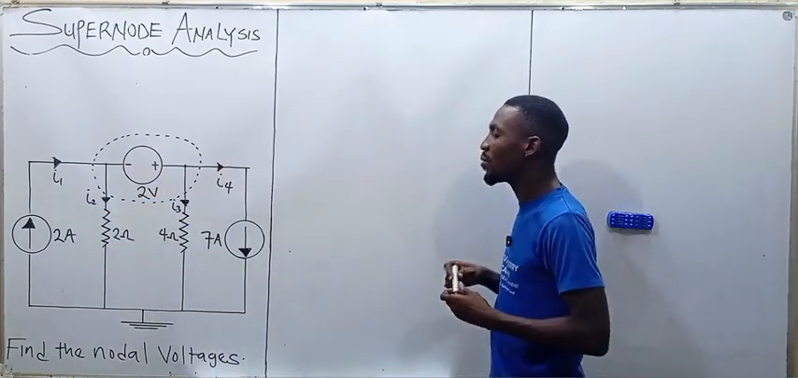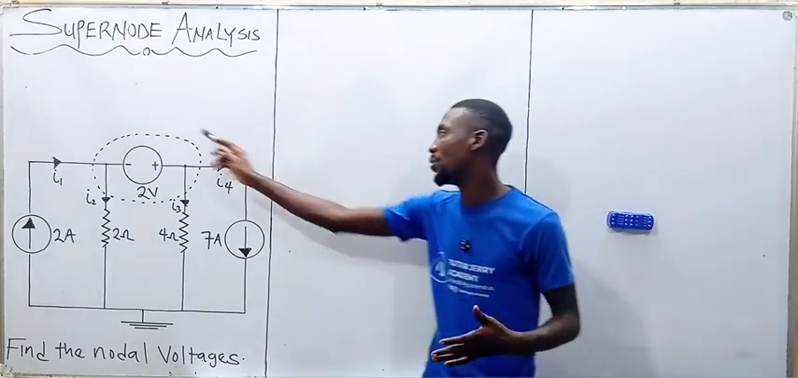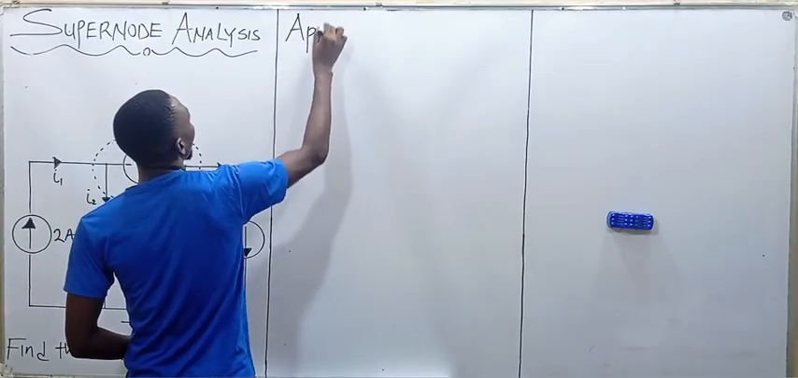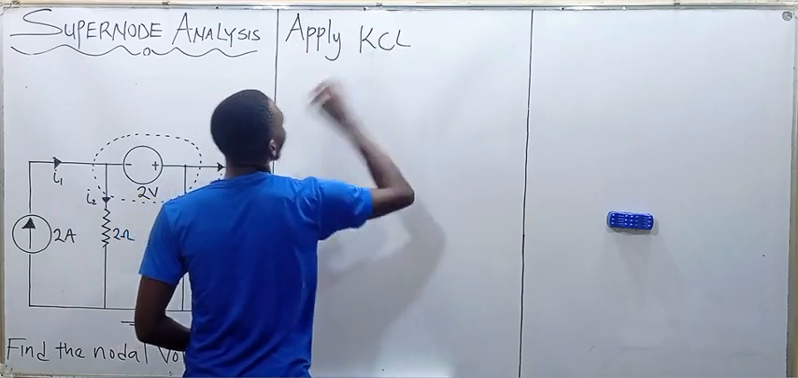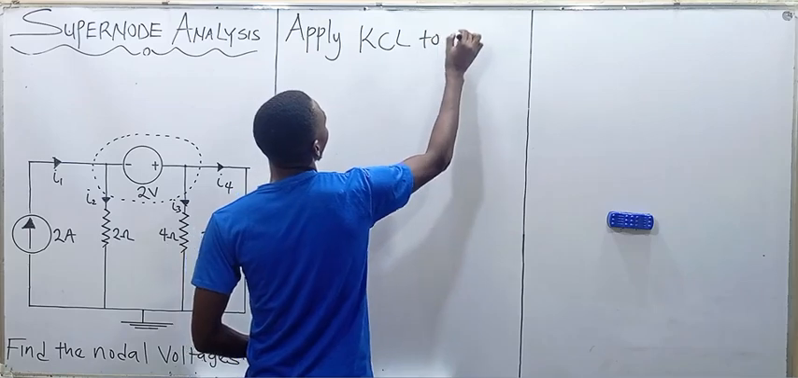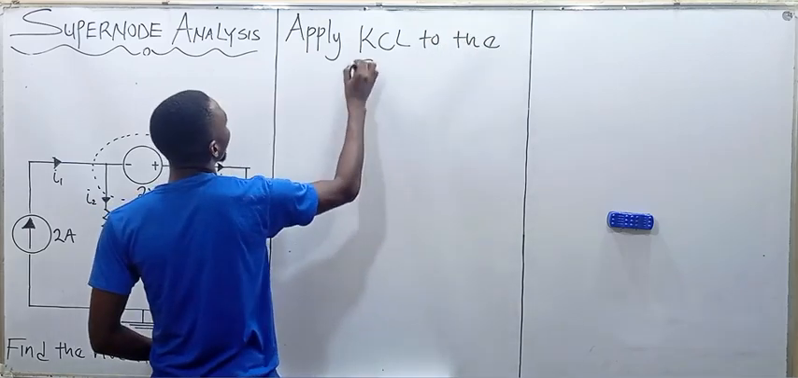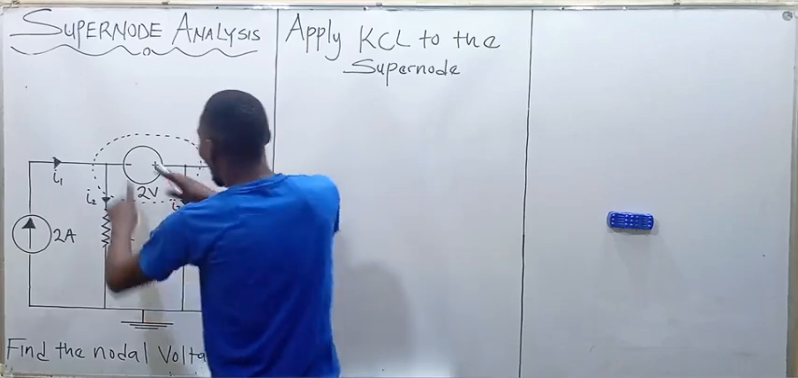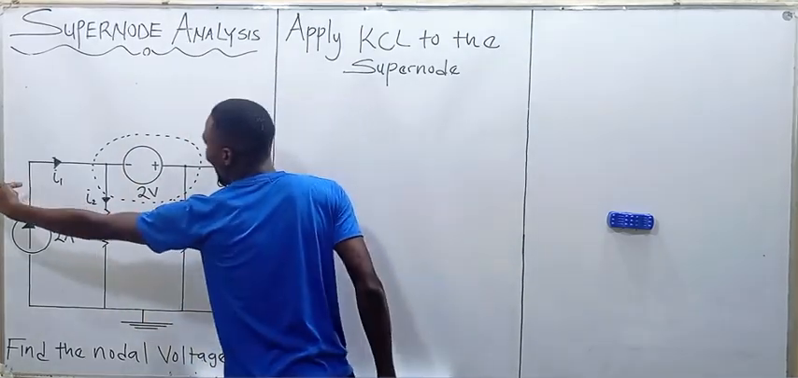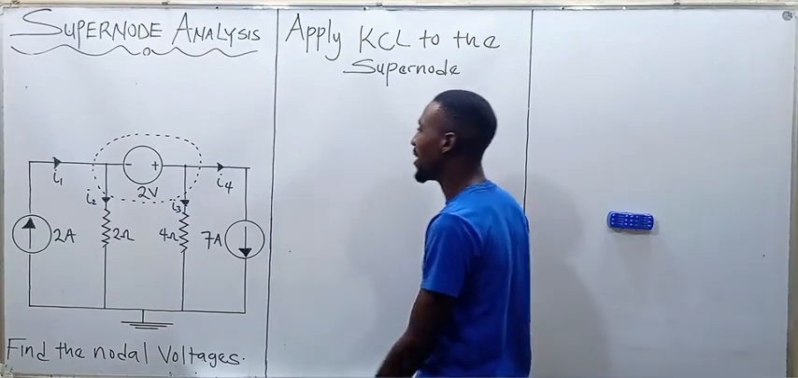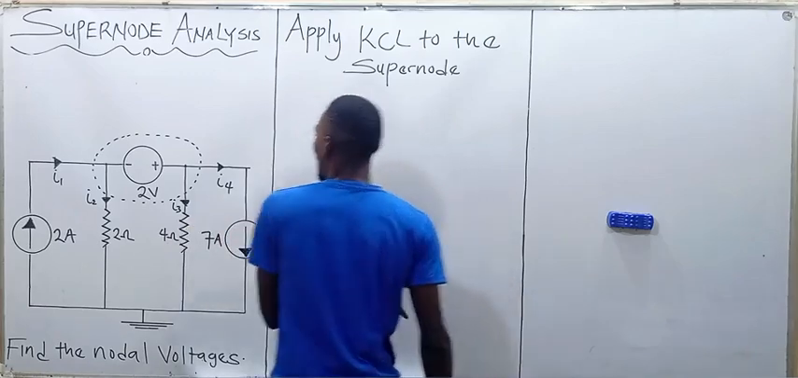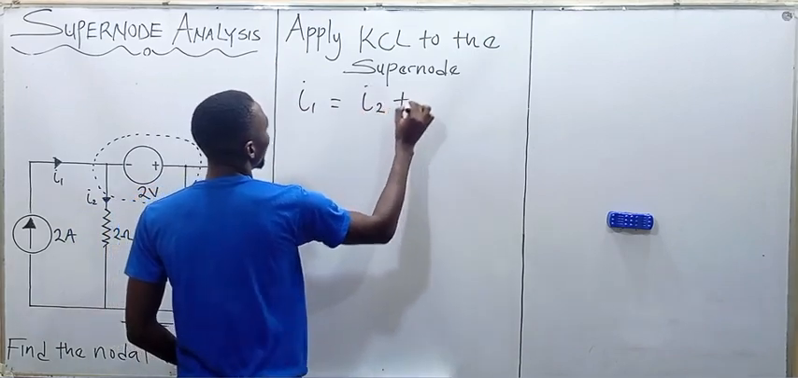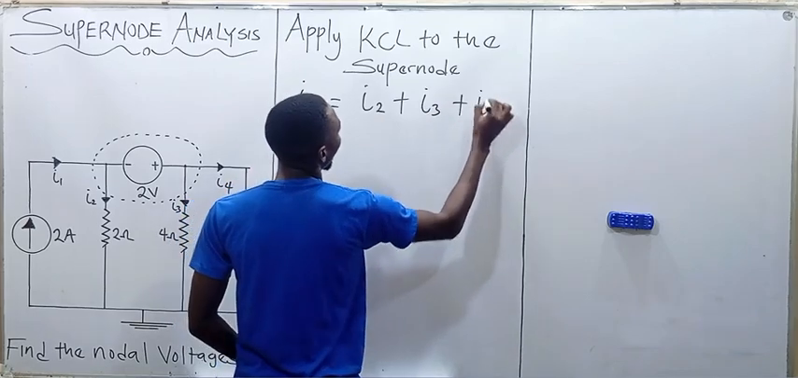Now the next thing we are going to do is to apply KCL, that is the Kirchhoff Current Law, to the supernode. If you look at this supernode here, you observe that current I1 is the only current that is coming in, while I2, I3, and I4 are leaving. So we can say that I1 is equal to I2 plus I3 plus I4.